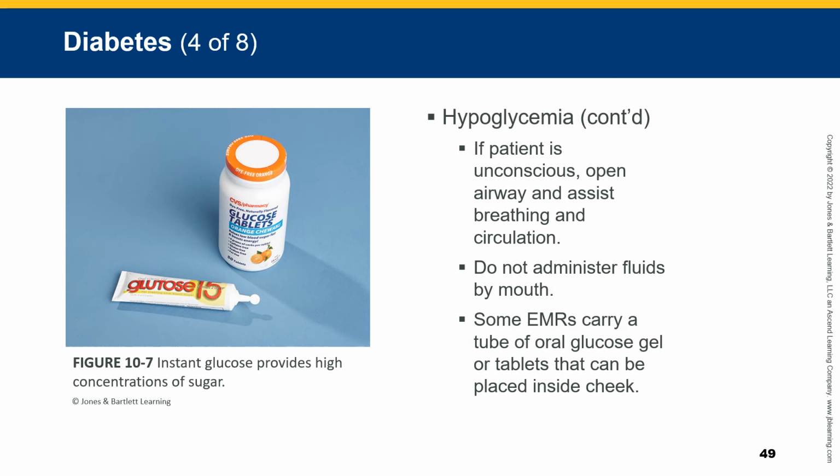Some EMRs do carry a tube of oral glucose gel or tablets that can be placed inside the patient's cheek. The gel is preferable because you can place it inside the cheek. They're not likely to choke on it. The tablets do dissolve very quickly, but there is the potential for it to slip or fall back into the airway. So glucose gel, I have found, is the most effective and safe treatment.